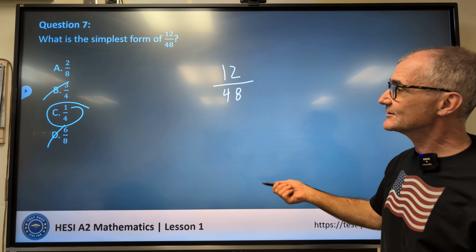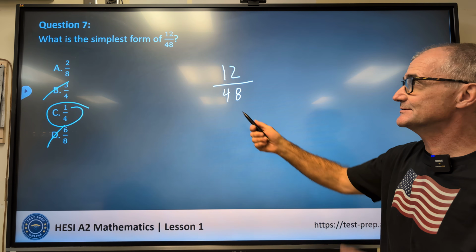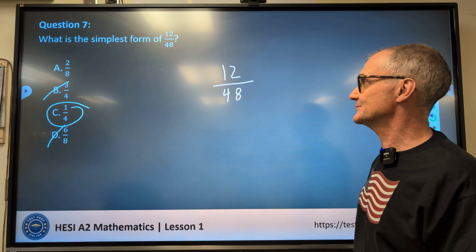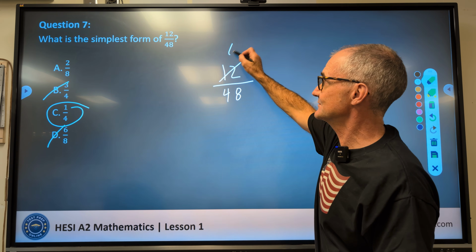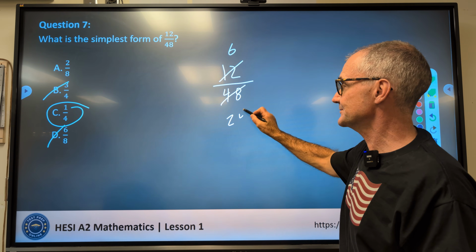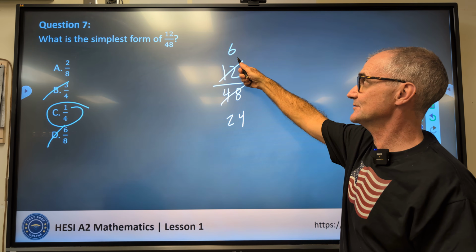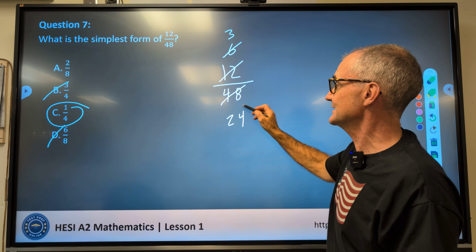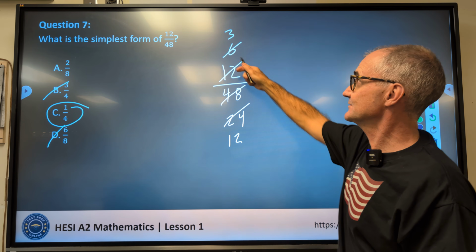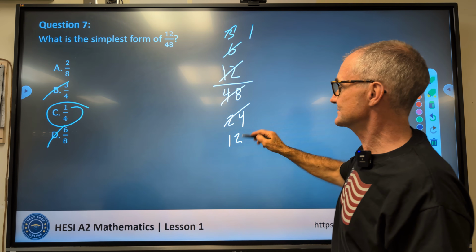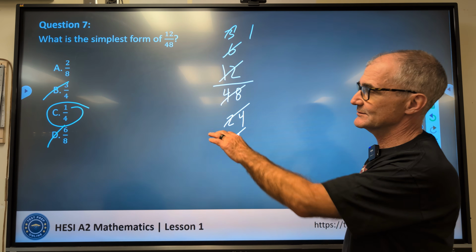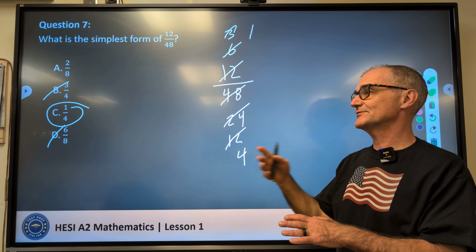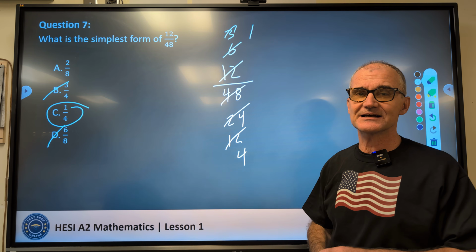Another way to do it is see what goes into both these numbers. Well, 2 will go into here to give you 6, into here 24. 6 goes into there once, into here 4 times. Or I could just cut it in half again and get 3 and 12. 3 goes into here once. 3 goes into here 4 times, leaving me with 1/4. A lot of ways to do these problems. Some of them are faster than others, and on a standardized test, that's important.